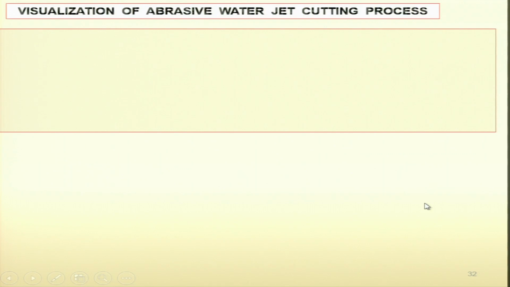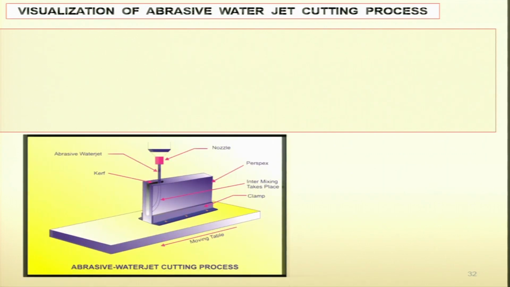Visualization and applications, quickly I will show you. Visualization of abrasive water jet cutting process. As you can see here, this is taken from Ashish paper. This is known as the kerf; the distance between the two sides of this cut is known as kerf. Nozzle, perspex is there. Here intermixing is taking place, clamp is there, and this is the moving table. So the jet is stationary, the table is moving.